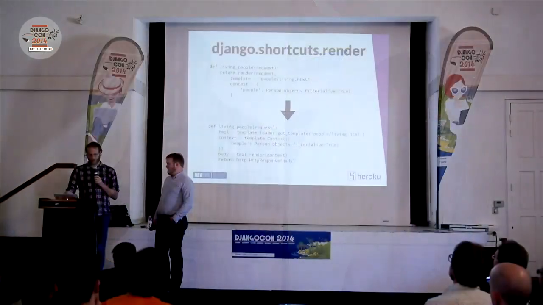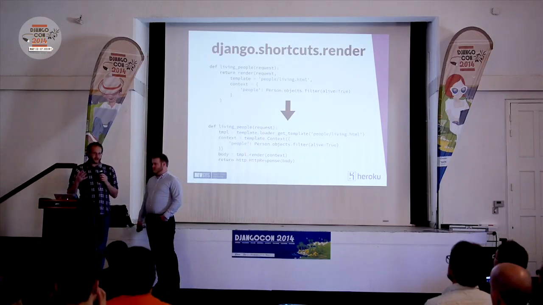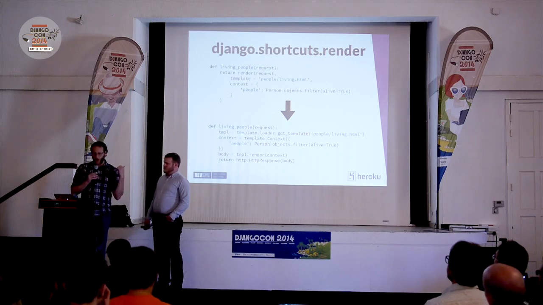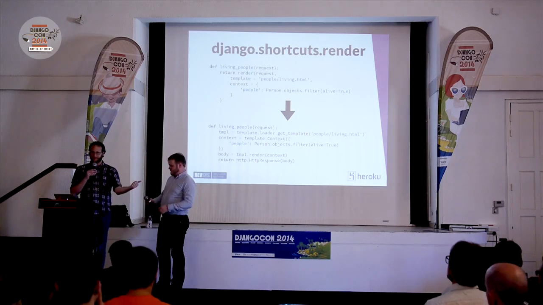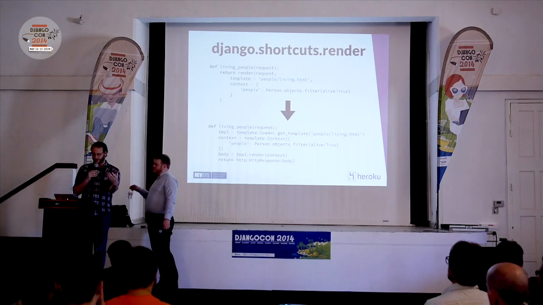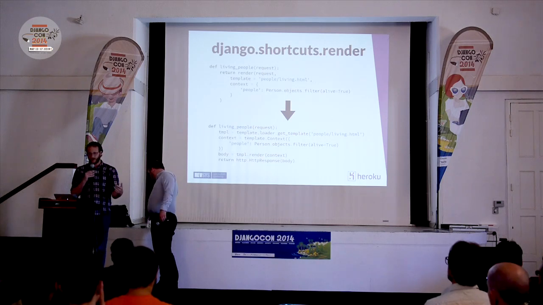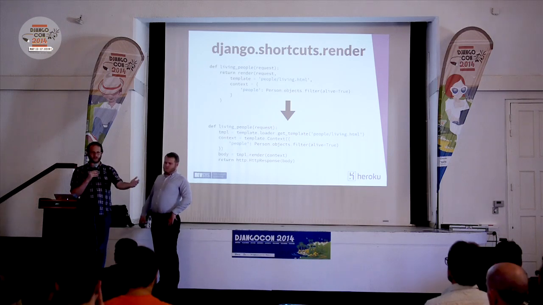But let's dig in a little bit and examine whether that coupling is really there. So first we have to look at what render actually does. If you go look at the source code for django.shortcuts.render, what render is really doing is actually very simple. It's calling template.loader.get_template, which is a lookup function that finds a template on disk. This returns a template object. It's constructing a context from the dictionary that you pass in, then it's rendering the template using that context and returning an HTTP response.